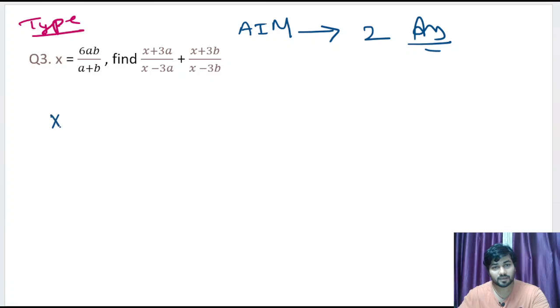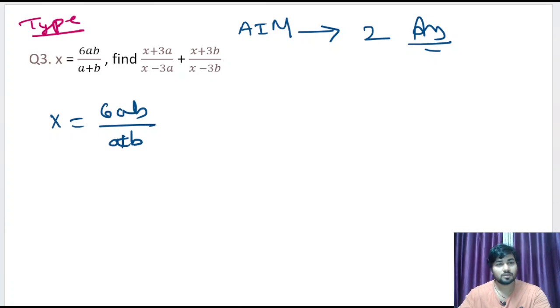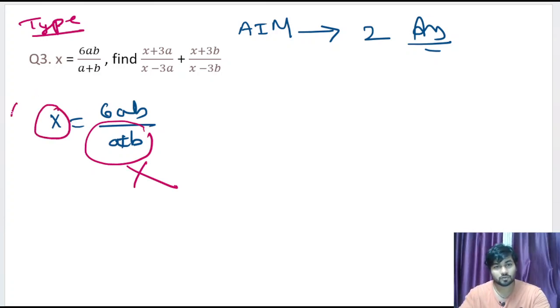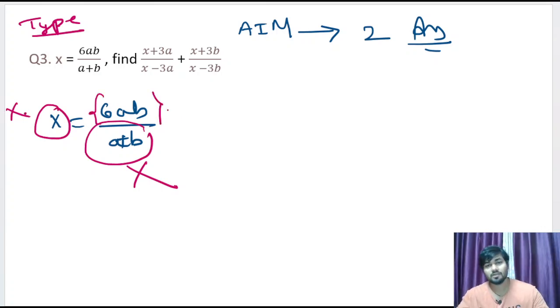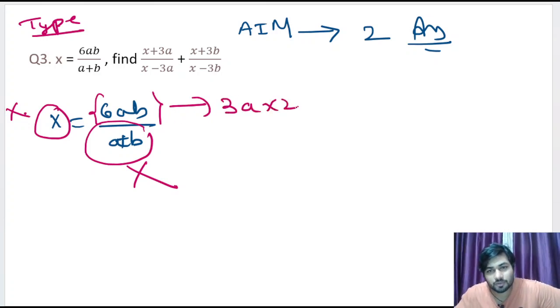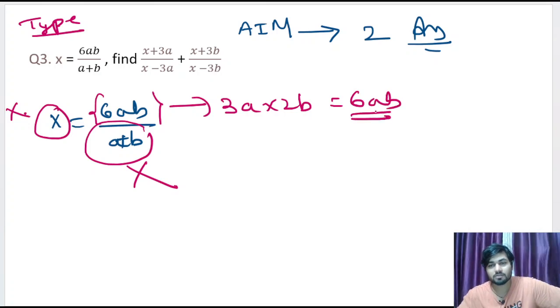See, here it is 6ab upon a plus b. This portion is of no use to me. This portion is also of no use to me. My main portion is this 6ab. What can I write 6ab as? I can write 6ab as 3a into 2b. Can't I? Definitely I can, because it will again give me 6ab.